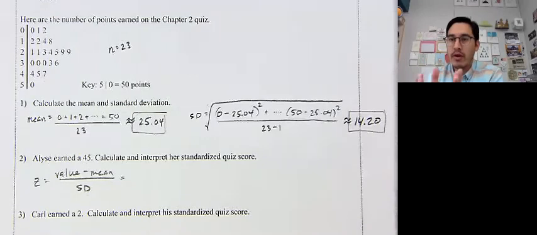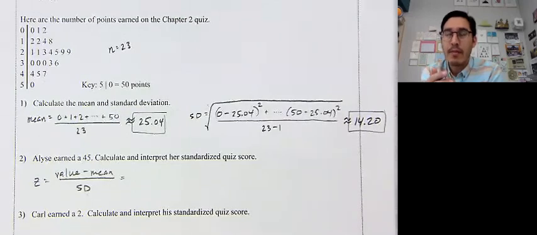The reason we don't want to focus on raw points is because, let's say she's 5 points above the mean. Well, that could be good, or it could be really good, right?